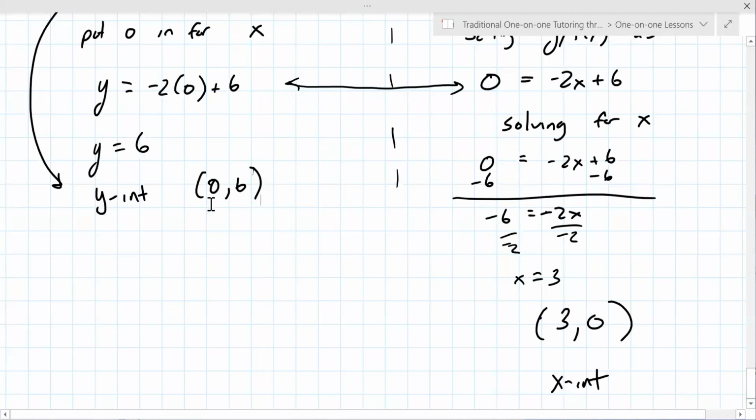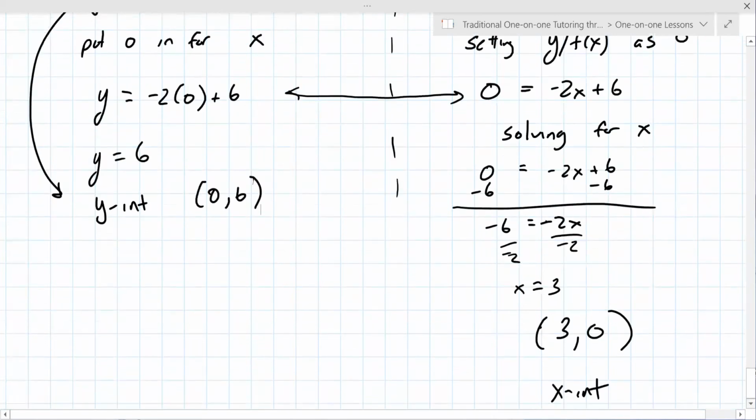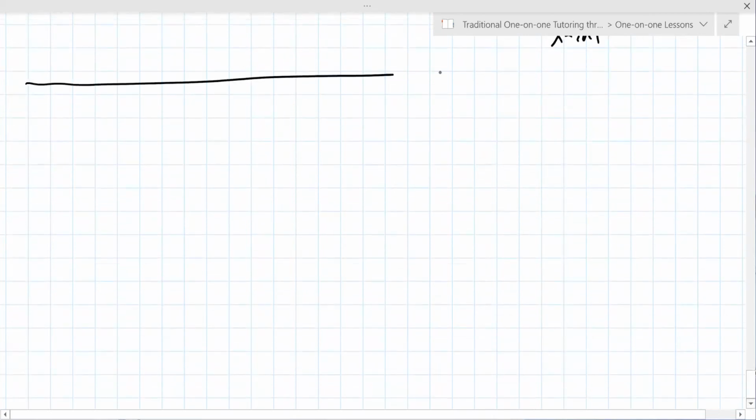X is 0. Now let's go up and look. What did we do? We set x is 0. We put 0 in for x, and that's why x is 0. And then we said y is 0. Yes, very good. This is all coming together now. Let's try another one like this.